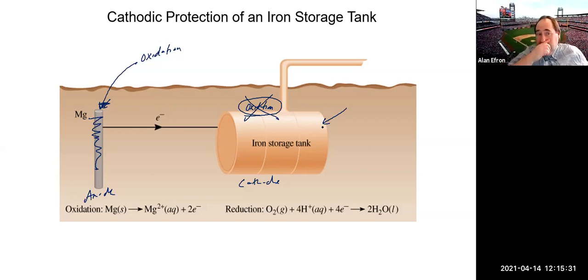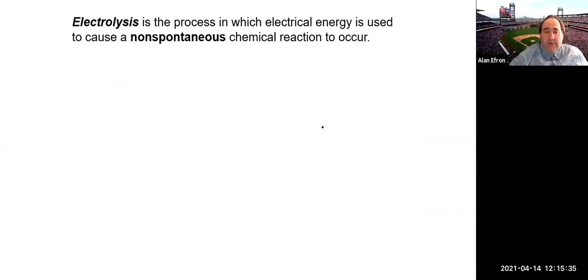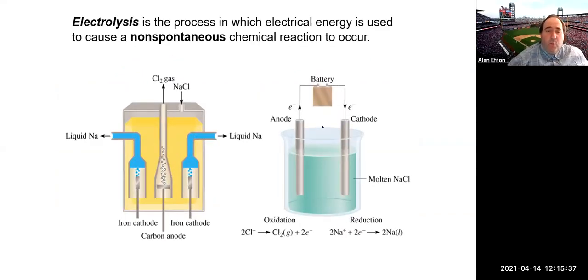Okay, the last thing we're going to talk about in this chapter is electrolysis. Electrolysis is the process where we make a non-spontaneous process occur by adding some extra electrical energy.